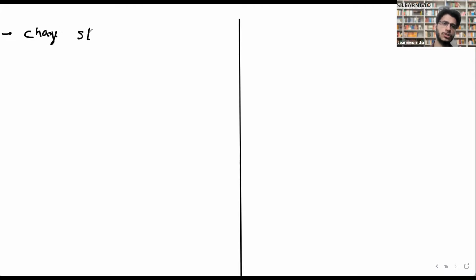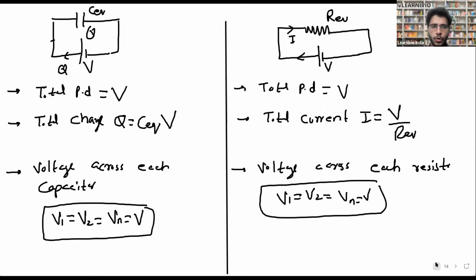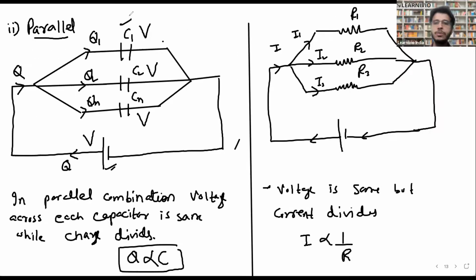Next is to calculate charge stored in each capacitor. See, you have a capacitance C1, you have voltage V, and what will be the value of Q1? C1V. Similarly, what is Q2? C2V.